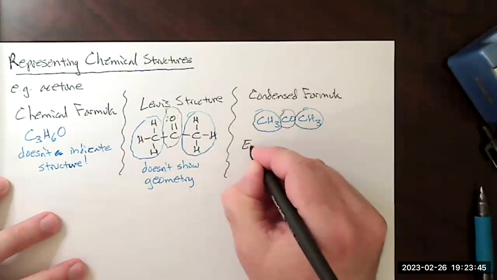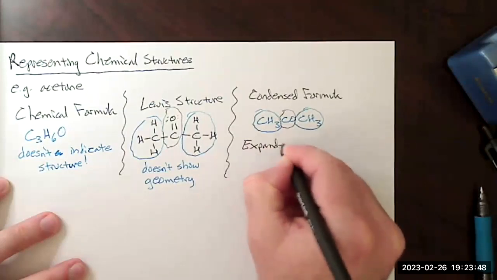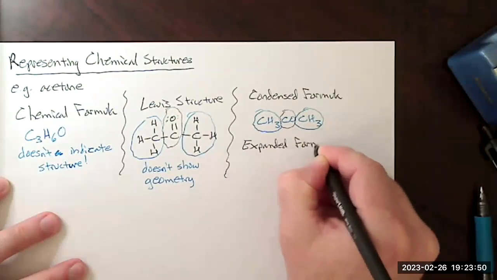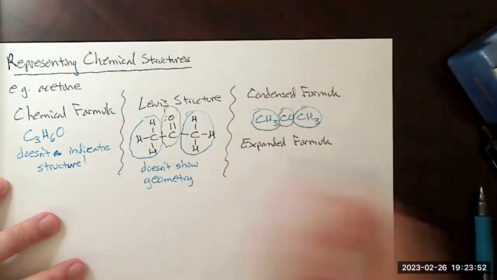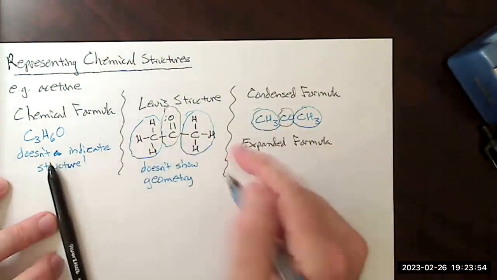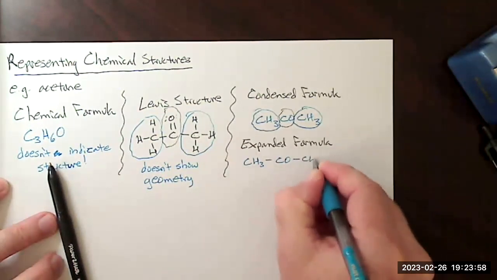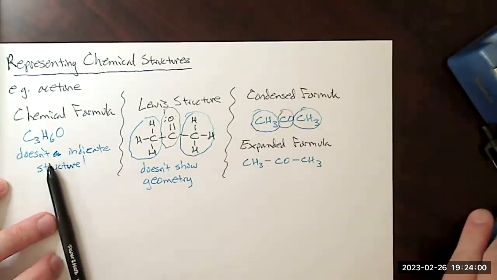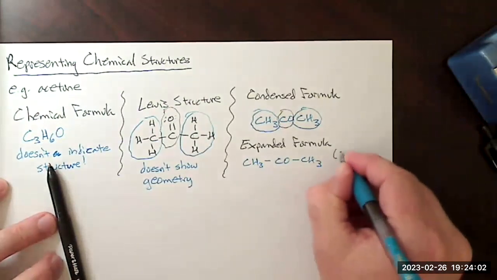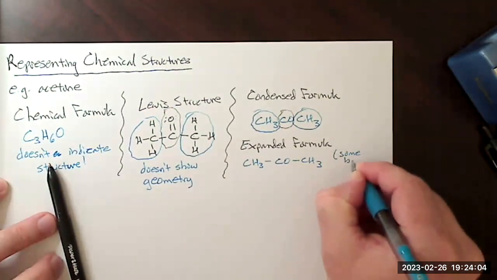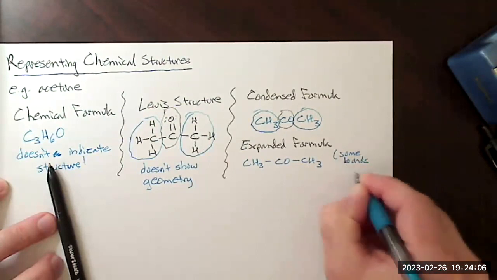An expanded formula has some bonds shown. So we would do CH3, CO, CH3. So we'll just say here, some bonds shown.